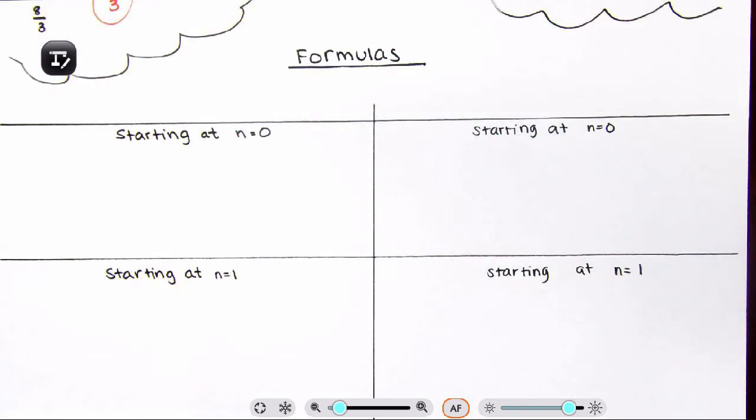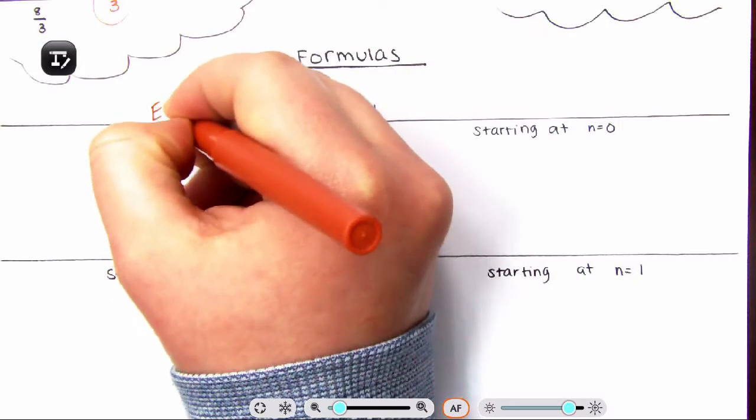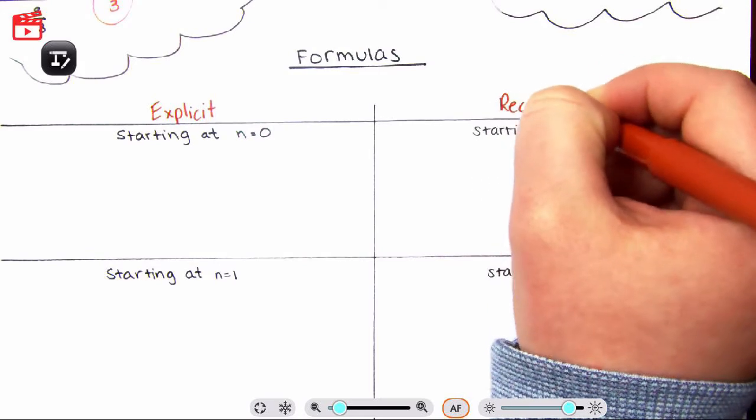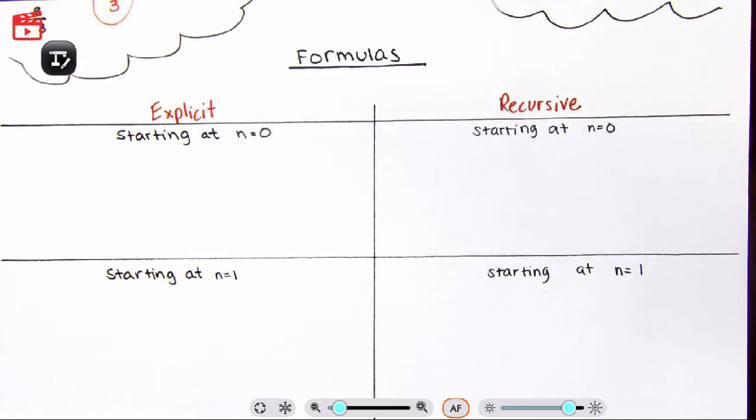So for our geometric formulas, we're going to have two formulas just like we did with our arithmetic sequences. We're going to have explicit and we're going to have recursive. And just like before, recursive are the formulas that depend on the previous term. For example, if I want to know what number is in the 24th position, then I need to know what number is in the 23rd position. And if I need to know what number is in the 23rd position, I need to know what number is in the 22nd position. So the formula depends on the previous term.